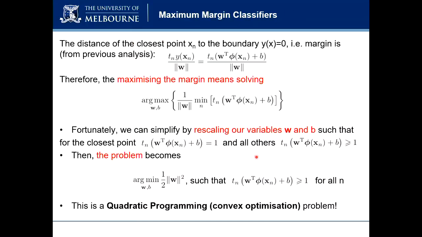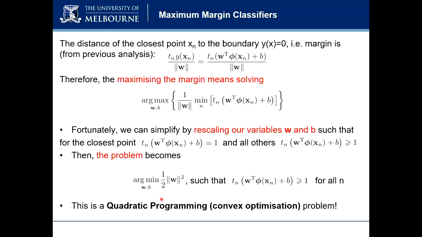Then the problem becomes: because this was in the denominator, maximizing 1 over the norm of w means minimizing the norm itself. So I can minimize one half the norm of w squared, subject to the constraint that for all data points, the quantity is greater than or equal to 1. One of them will be the closest one, of course. If you look at this, it is a quadratic programming problem, and it's a convex optimization. That's really nice, right? So it's a QP.